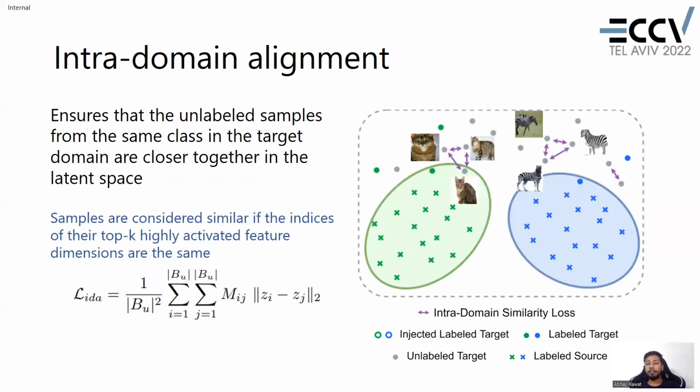Intra-domain alignment ensures that unlabeled samples from the same class in the target domain are closer together in the latent space. We achieve this by minimizing the L2 norm of the embeddings between two similar samples. Samples are considered similar if the indices of the top k highly activated feature dimensions are the same. The variable m in this loss equation denotes a binary matrix which indicates whether the ith and the jth sample are similar or not.